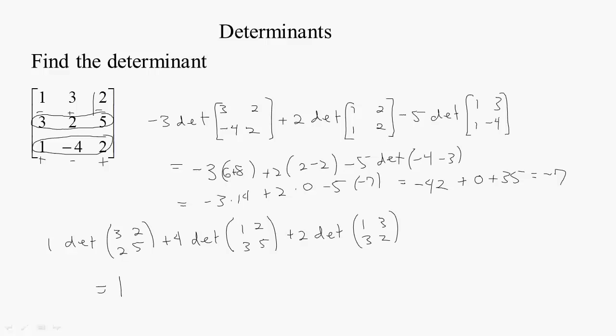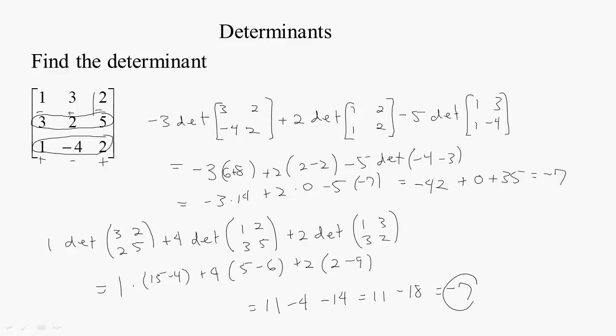So let's see, we get 1 times 15 minus 4, plus 4 times 5 minus 6, plus 2 times 2 minus 9. And let's see, 15 minus 4 is 11. 1 times 11 is 11. 5 minus 6 is negative 1, so we get minus 4. 2 minus 9 is negative 7. 2 times negative 7 is negative 14. So we have 11 minus 18 equals negative 7. Same answer again, right? So it doesn't matter what row or column you expand along.